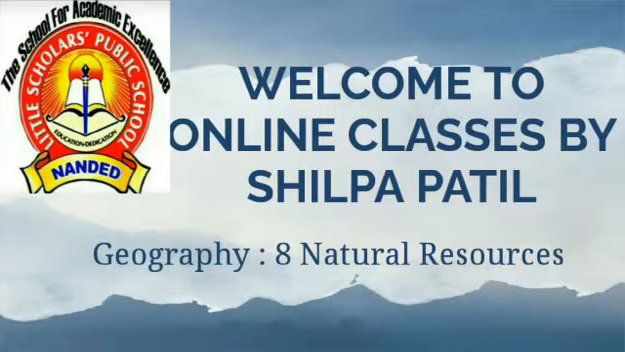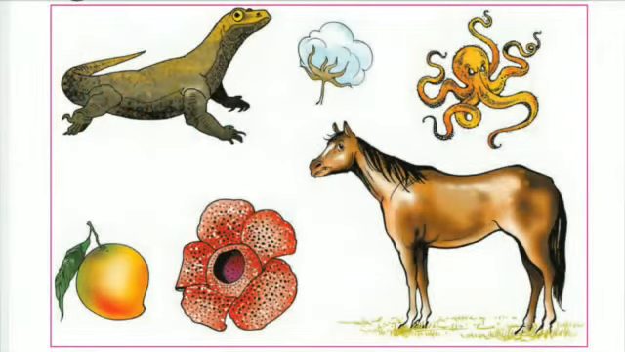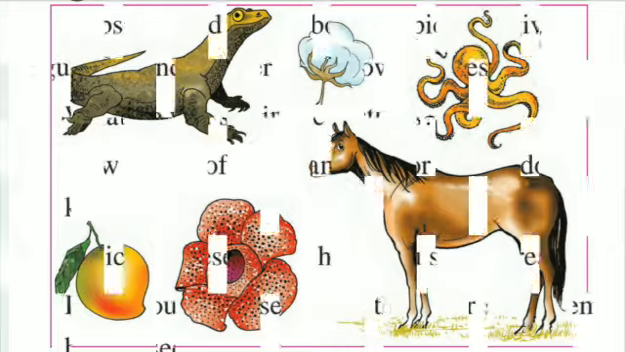Children, today we are going to start our Geography's 8th chapter, Natural Resources. This is the first picture on page number 45 of your Geography book. Some pictures are given here: a mango, a flower, a horse, an octopus, a cotton flower, and one of the reptiles which we can see nearby the river. You have to observe these things and think about the pictures, and give the answers to the following questions.